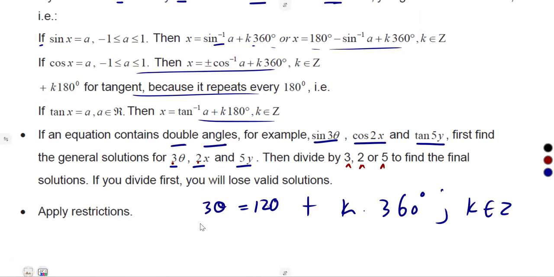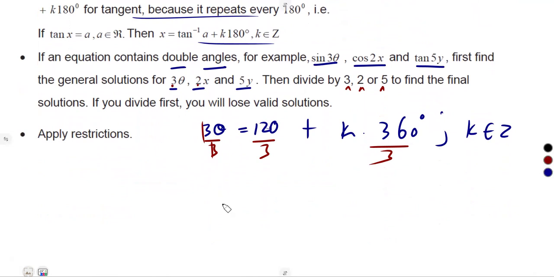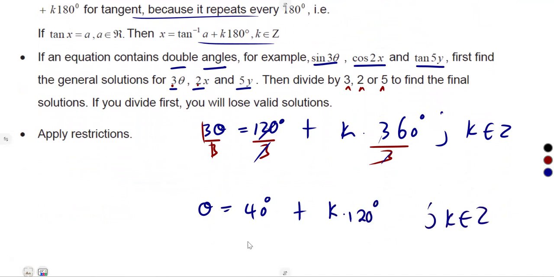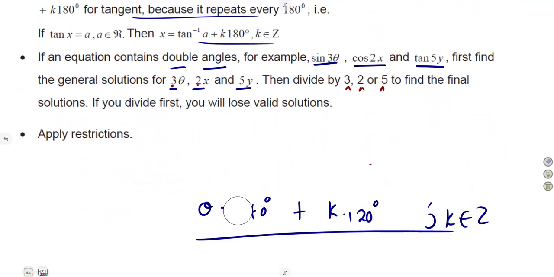You can divide by 3, by 3, by 3, each and every part up to 360 degrees. So that theta is equal to this into this. That will be what? 40 degrees plus k times 3 into this. That will be what? 120 degrees. So this will be our final answer.